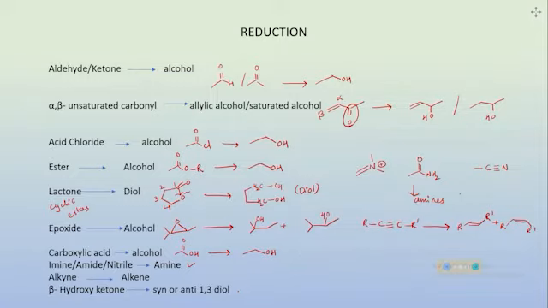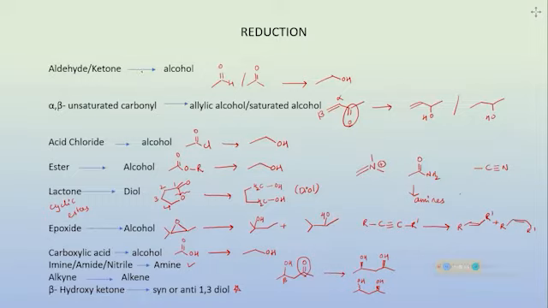Beta hydroxy ketone. This is a very important application. This is a beta hydroxy ketone. It has a keto group here, and the beta carbon has an OH group. It's called beta hydroxy ketone. This on reduction can produce syn diol, or in some cases it can produce anti diol. So this is a general representation of reduction of each functional group.